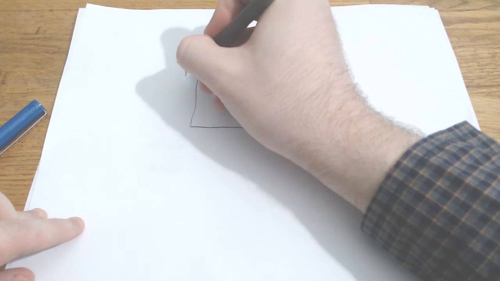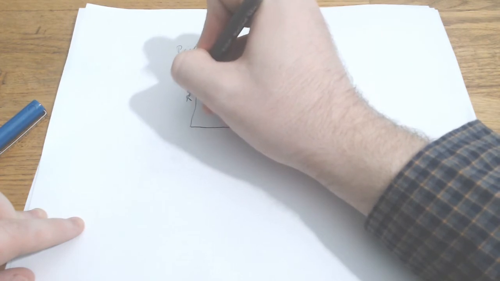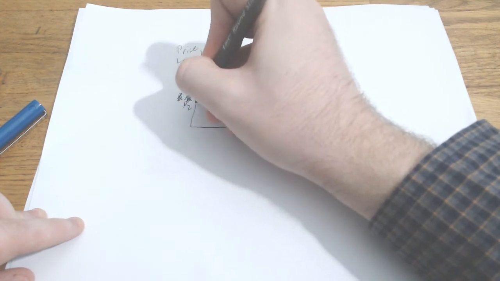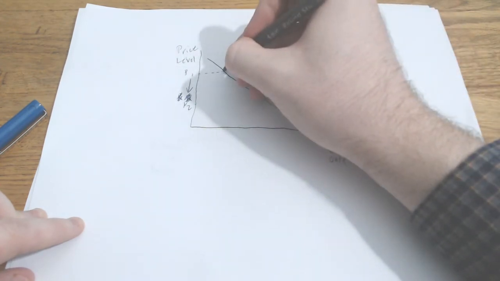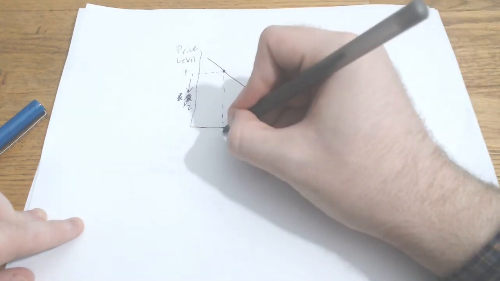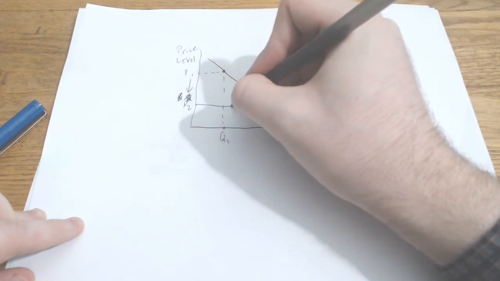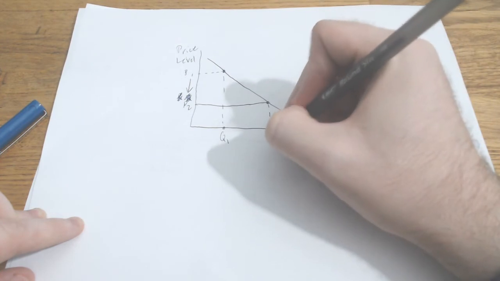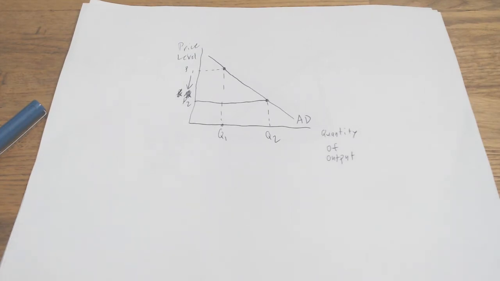We go from P1 to P2. We can see what happens to quantity. Before we were at this point, at Q1, and now we are at price P2, so we'll draw a line straight across, and now we're at this point, Q2. As the price level dropped, quantity increased, or output increased.